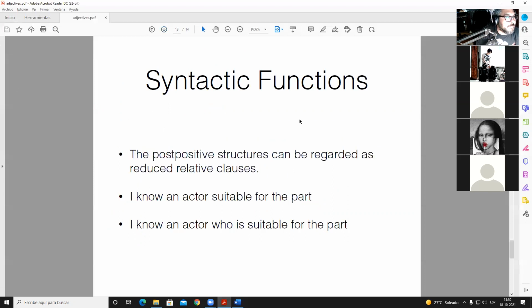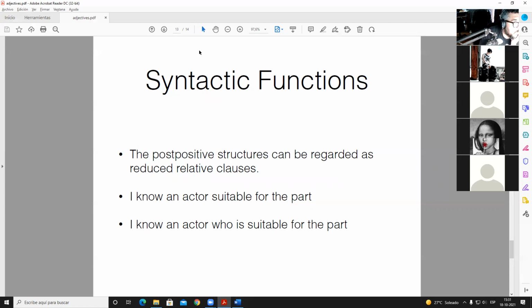13. Syntactic functions. The post-positive structures can be regarded as reduced relative clauses. Pregunta de cátedra, de prueba. The post-positive structures can be regarded as reduced relative clauses. I know an actor suitable for the part is the reduced form of the relative clause who is suitable for the part. Quite obvious, right? I know an actor who is suitable for the part.